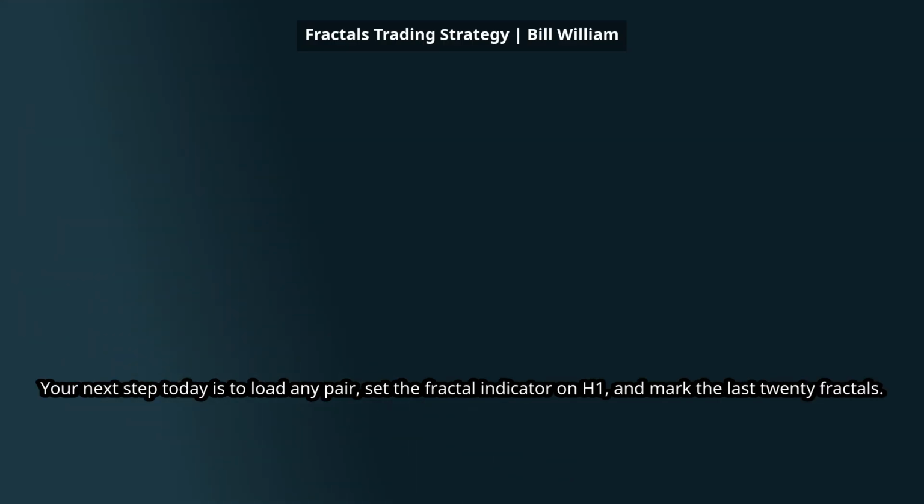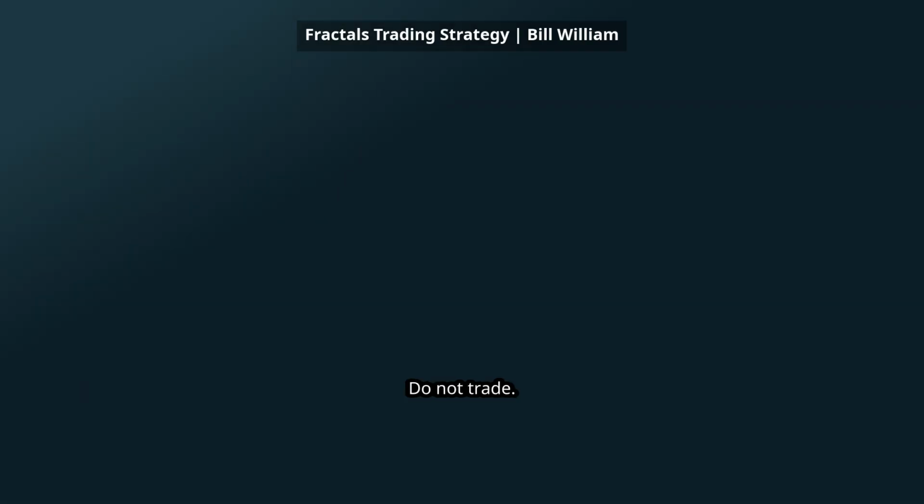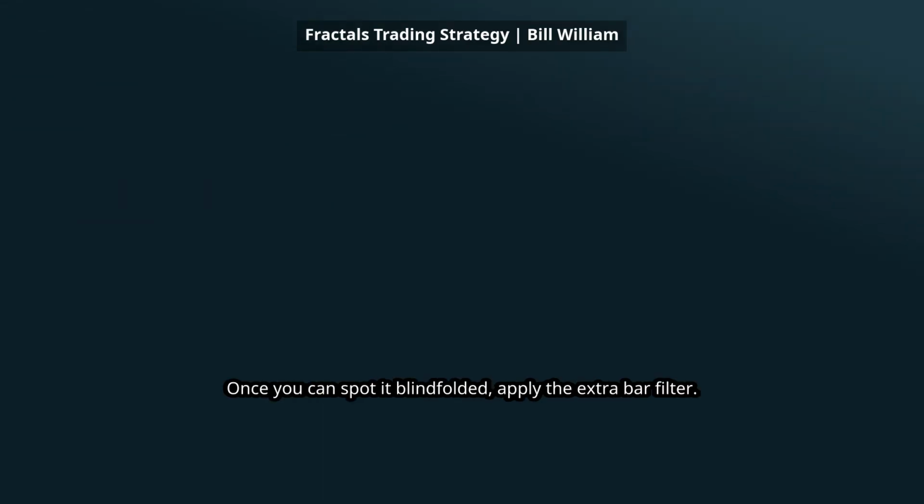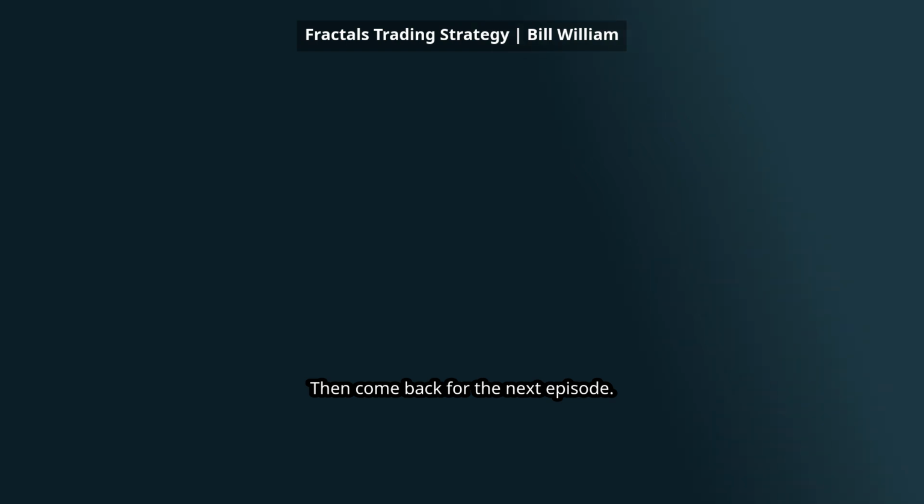Your next step today is to load any pair, set the fractal indicator on H1, and mark the last 20 fractals. Do not trade. Just observe. You will see the pattern instantly. Once you can spot it blindfolded, apply the extra bar filter. Then come back for the next episode: Alligator lines as trend direction filter.